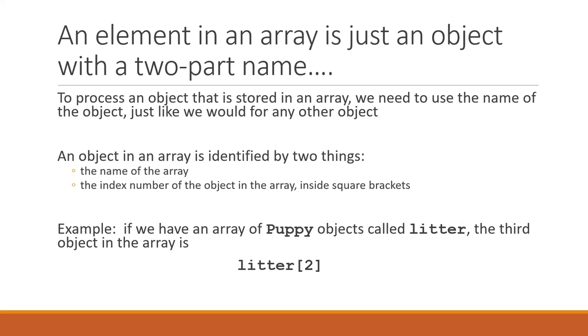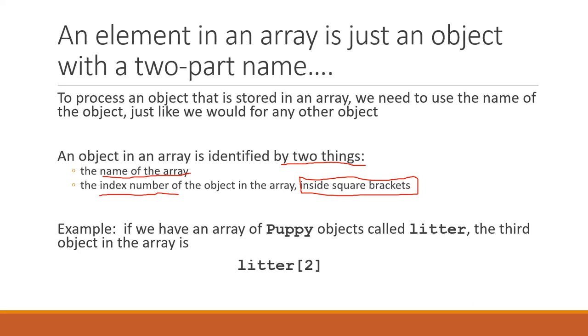Okay, so an object in an array is identified by two things. First of all, we give the name of the array. That gets us to the group of objects we're talking about. And then we have to specify the index number of the object in the array to get down to one object out of all the ones that are in the array. And the notation that's used to separate the name of the array and the index number is square brackets. We haven't used square brackets yet in our programming.